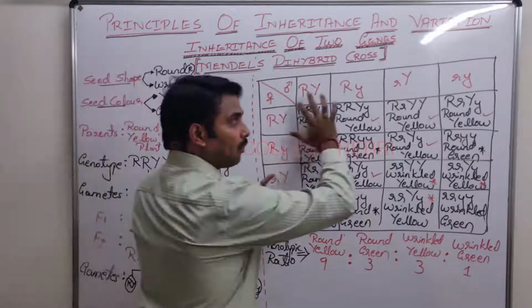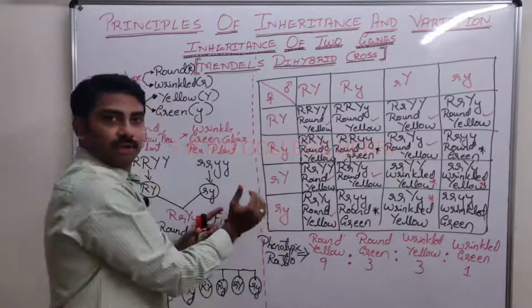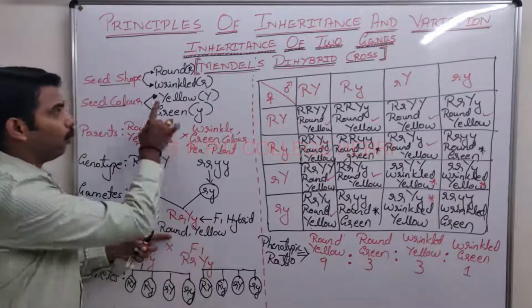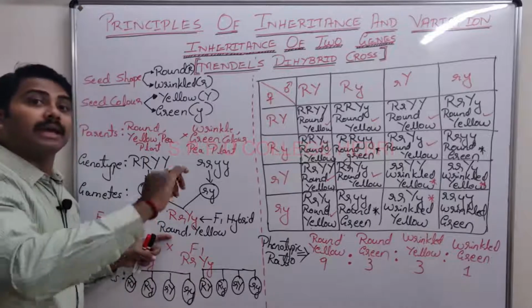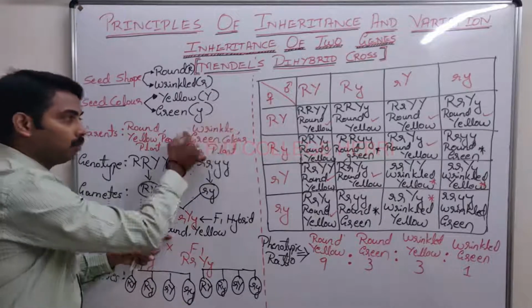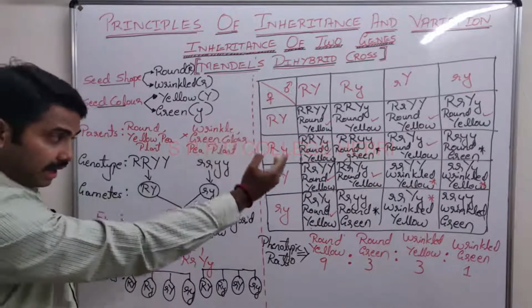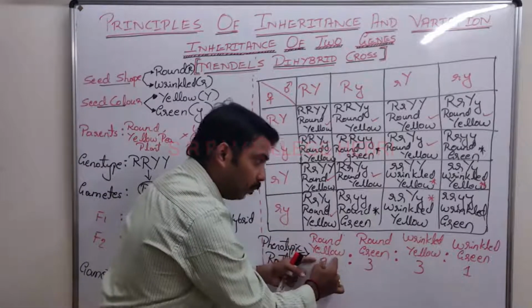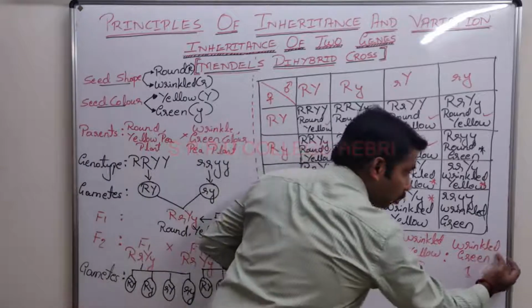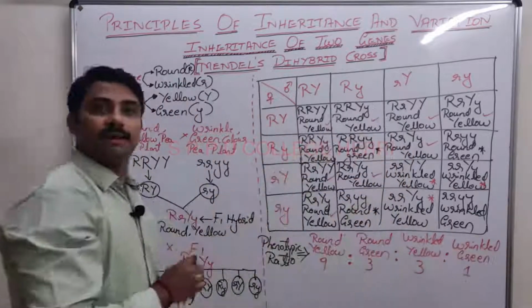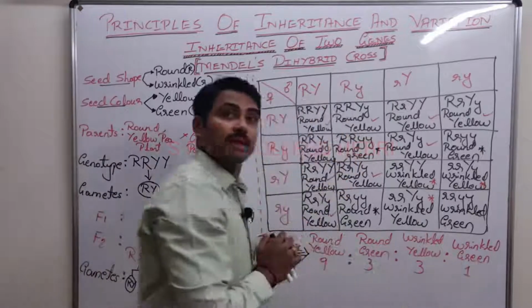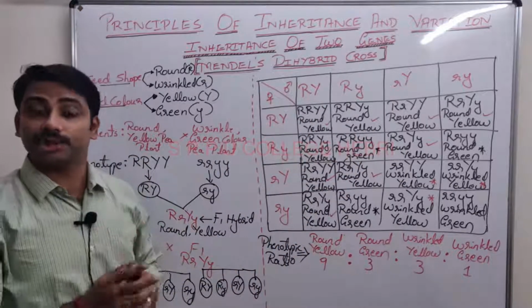Mendel thought of obtaining the F2 generation because in the F1 he got only one parental character. He wanted to know what happened to the other. In the F2, along with the parental character round yellow, he also got which one? Wrinkled green. Both the parental characters he got in the F2 generation.